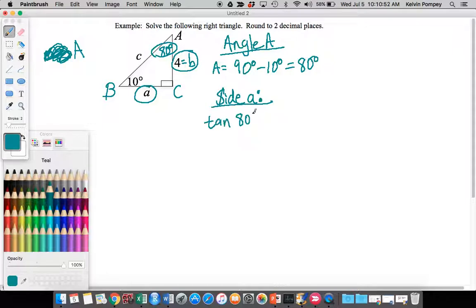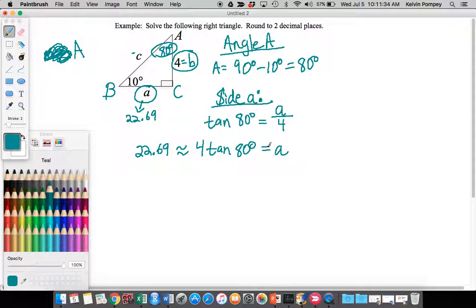Tangent of 80 degrees. I'm not going to use sine or cosine because sine and cosine use angle C, and I don't know angle C here. So I'm going to use my tangent function and say tangent of 80 degrees equals A, which is side length A, which we're looking for, over the adjacent, which is 4 units long. Then if I multiply both sides by 4, I get 4 times the tangent of 80 degrees equals A. That is what I'll put in my calculator. If I round to 2 decimal places, I'll get approximately 22.69. So this side length A here is approximately 22.69 units.